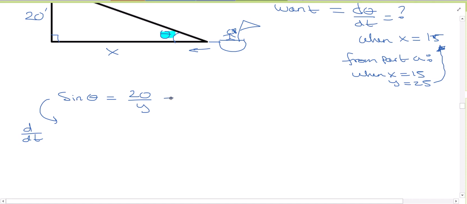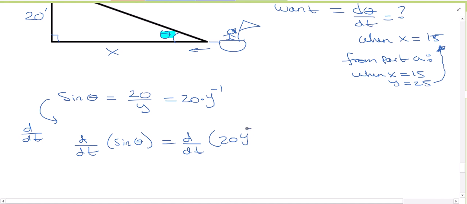Let me rewrite this as 20 times y to the negative 1, because I know I have to take the derivative. So the derivative with respect to t of sine theta equals the derivative with respect to t of 20 y to the minus 1. And let's take the derivative. The derivative of sine is cosine theta.